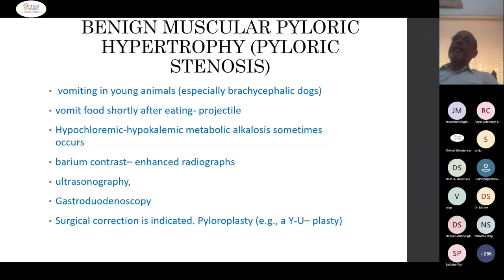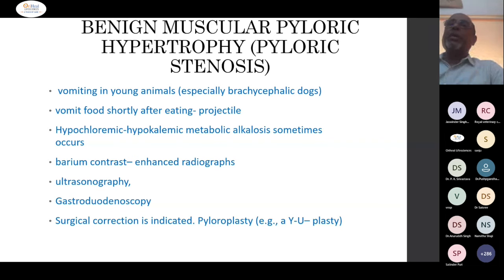Benign muscular pyloric hypertrophy is called pyloric stenosis. Vomiting in young animals, especially brachycephalic dogs. They vomit food shortly after eating and it is mostly projectile. Usually we say, the clinical signs sometimes will be confusing. Projectile vomiting is a hallmark of a central problem, a CNS problem. If you have trauma or a CNS problem, you'll have projectile vomiting. Here you also have projectile vomiting in pyloric stenosis, because there's a buildup of fluid in the stomach, and the pressure increases so much that the lower esophageal sphincter releases and there is projectile vomiting.